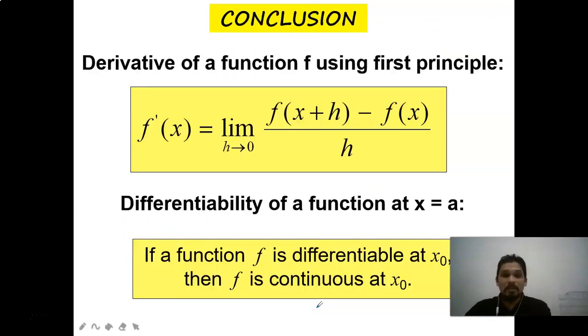So now, the conclusion here, we are at the end of the slide of this part. Derivative of function f using the first principle and the differentiability of function at x equal to a. That's all for today. I do hope that it helps you to continue your tutorial and your exercise.